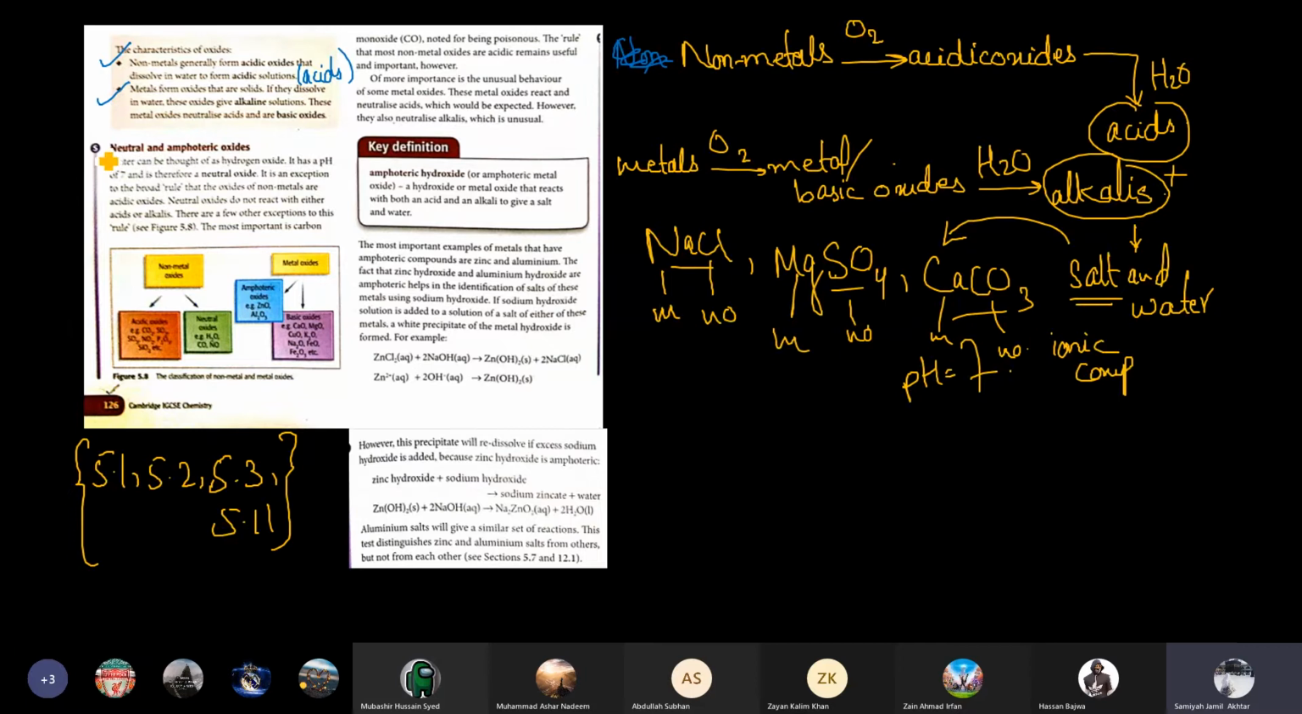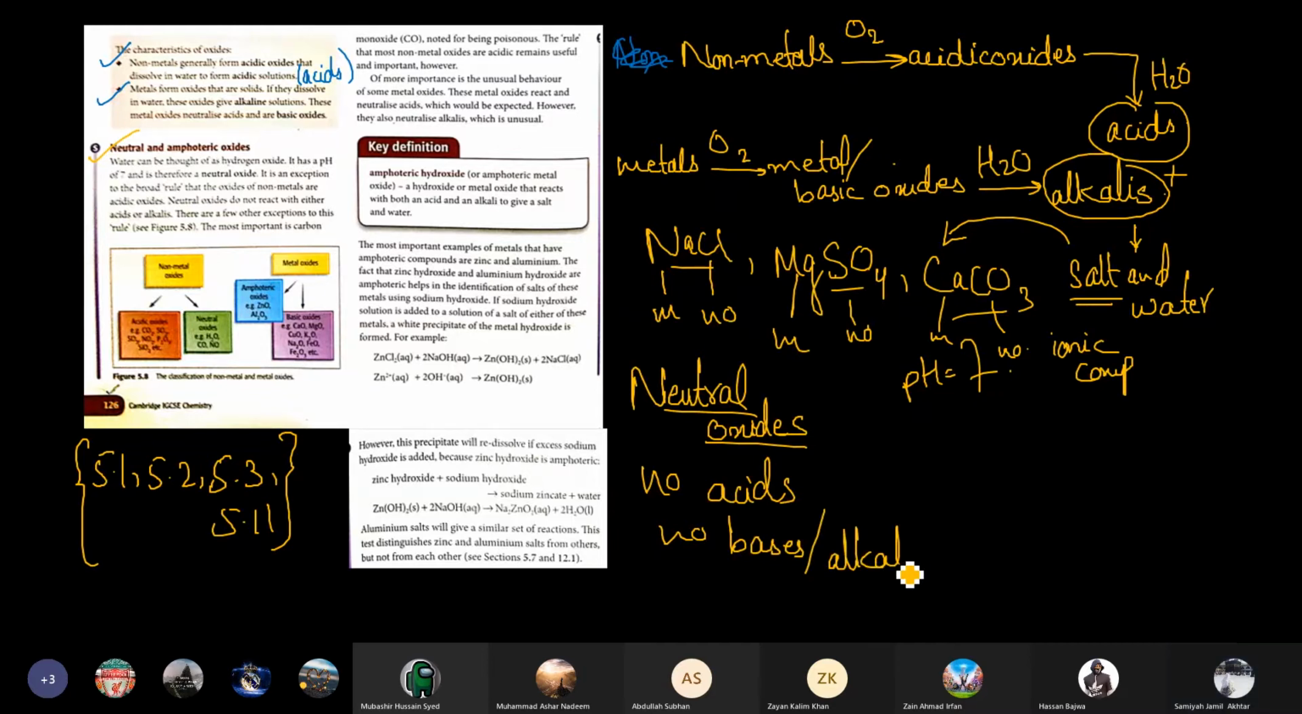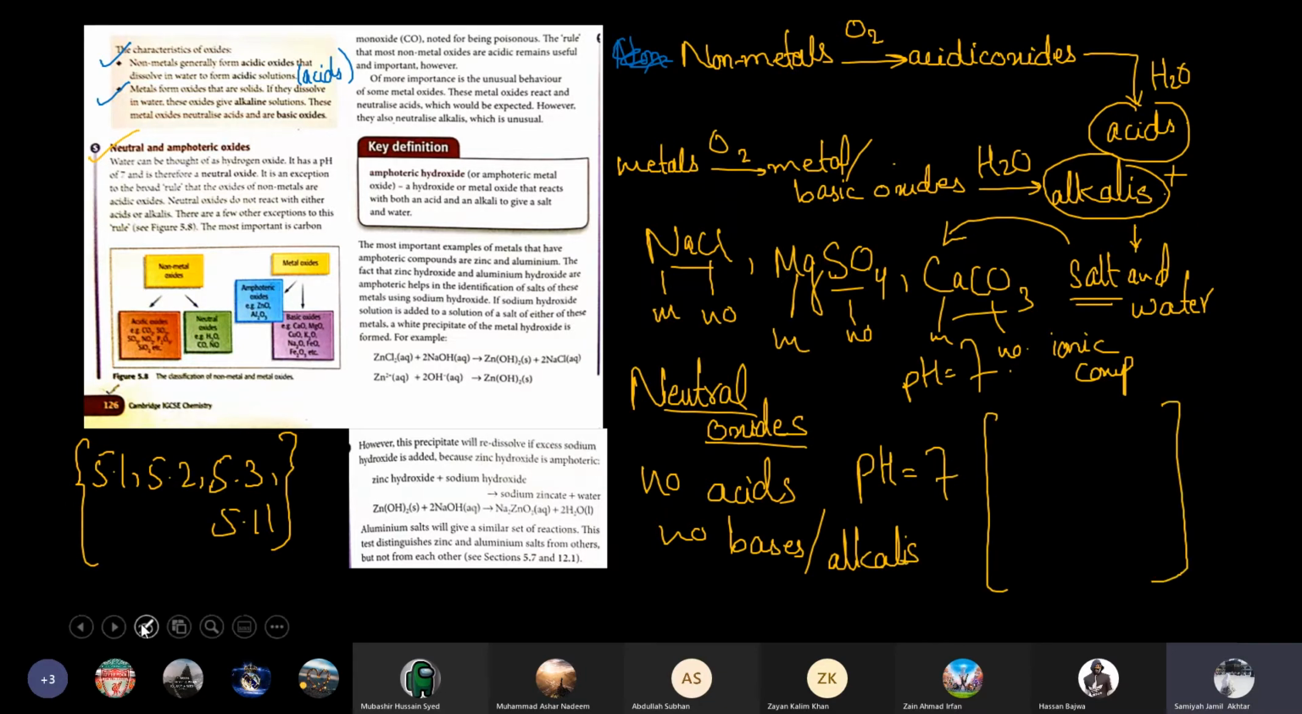Now there are neutral and amphoteric oxides. You have to tell me when the time finishes. Neutral oxides are simple. Their pH is 7. They are neutral in nature, meaning they neither behave like acids nor bases or alkalis. So they are simple. Their pH is 7, and we have three neutral oxides, which I discussed with you. Do you remember what those three are?